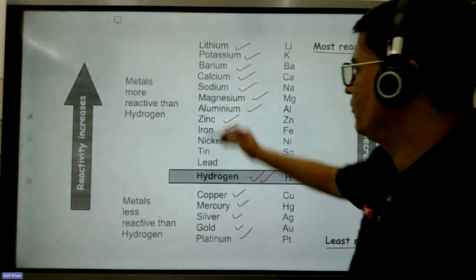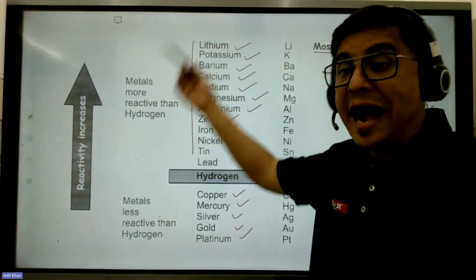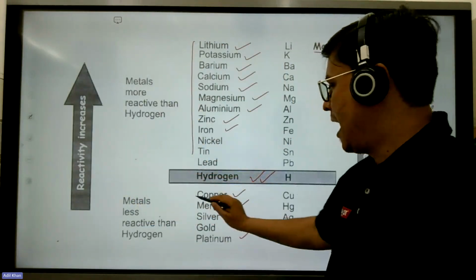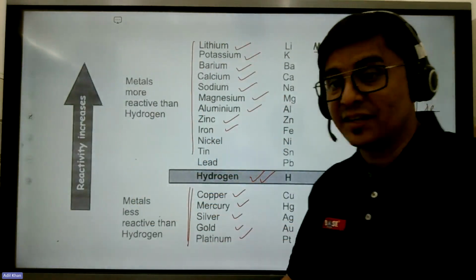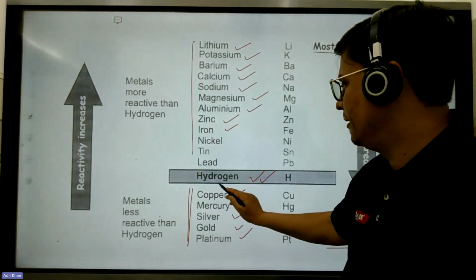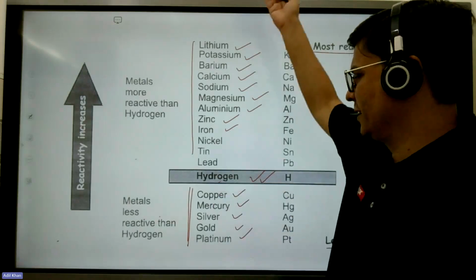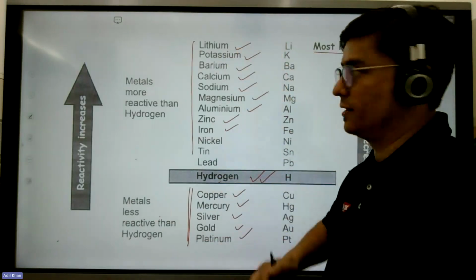How can you tell that? Above this, whatever you take, when you make them react with acids, it will produce hydrogen gas. And below this hydrogen, whatever is there, when you make them react with acids, they will not produce hydrogen gas. So this is my reference point to study the reactivity. Above this, everything is reactive. Below this, everything is non-reactive. But here relative reactivities are there.